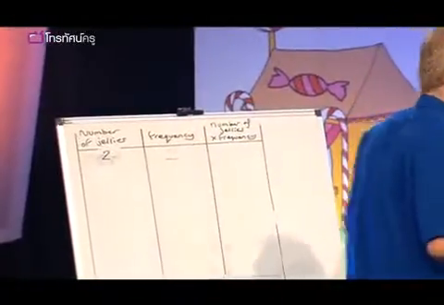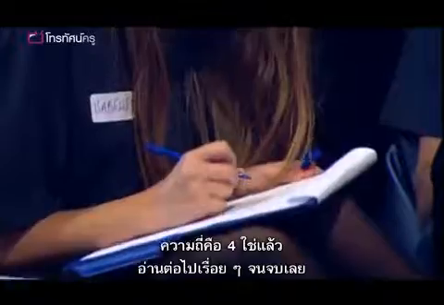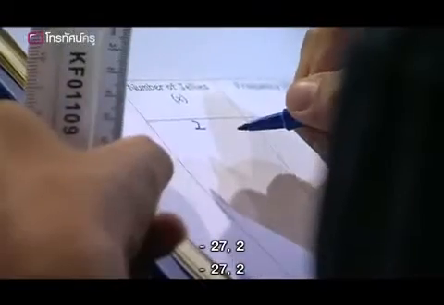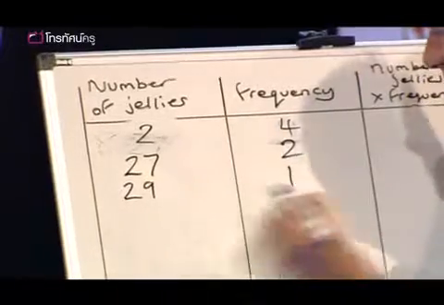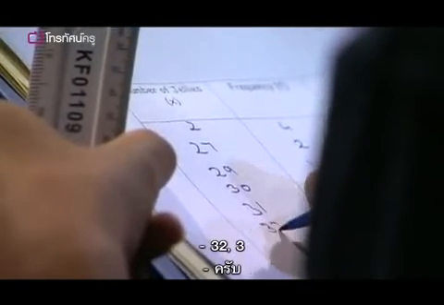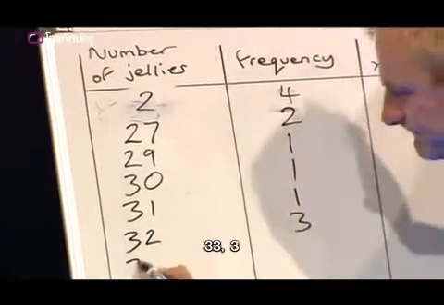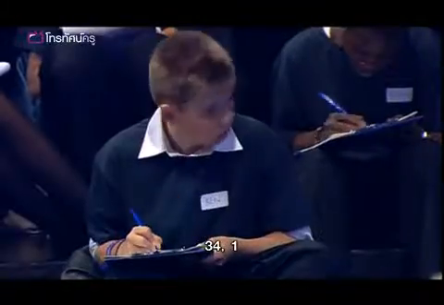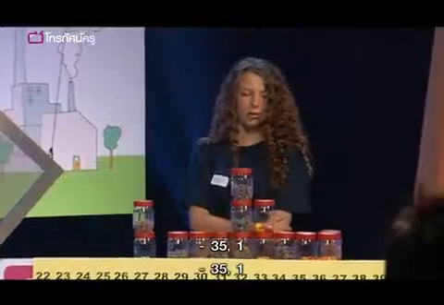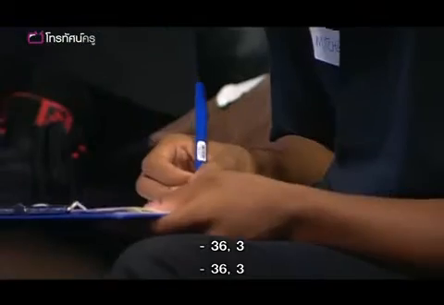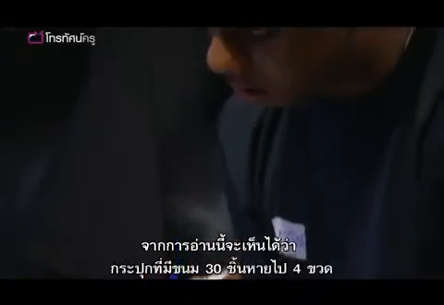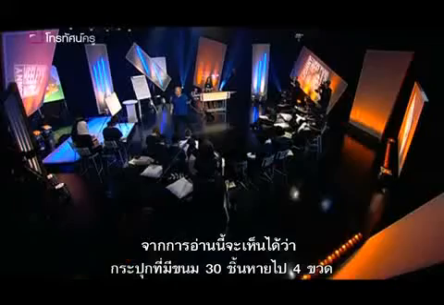Go for it. 2, 4. Okay, so we'll just go through these. 27, 2. 29, 1. 31, 1. 32, 3. 33, 3. 34, 1. 35, 1. And 36, 3. We've worked out what's happened. Samuel sussed it out. 4 of the 30s have gone.